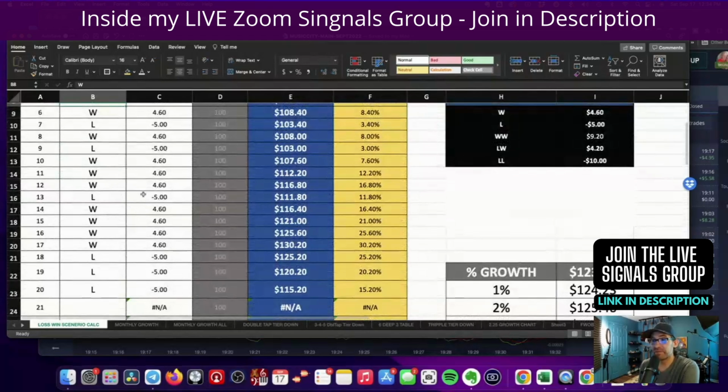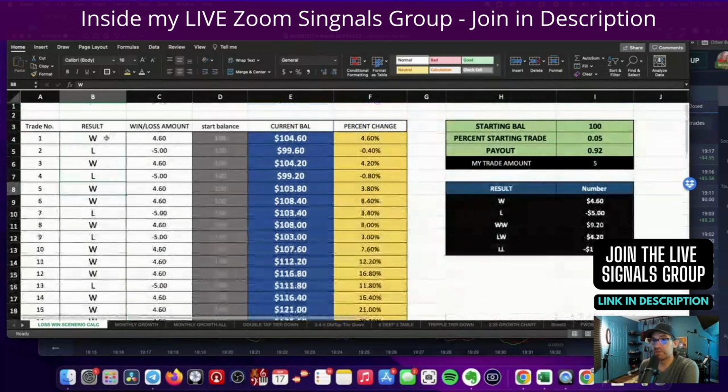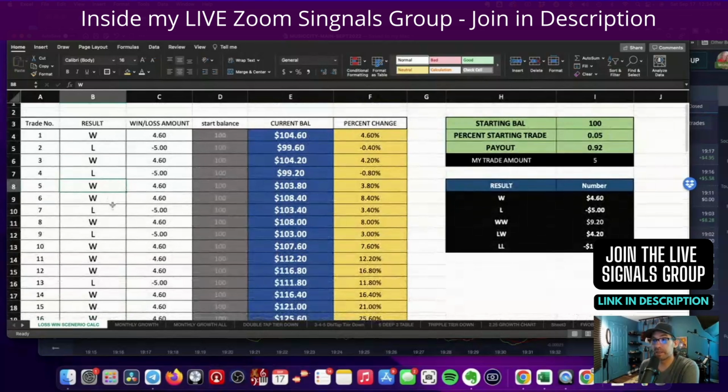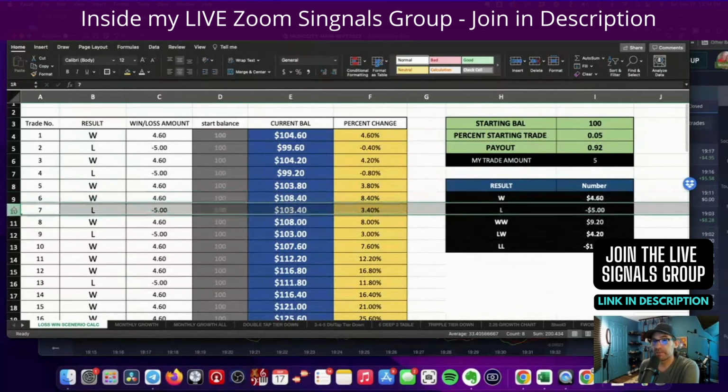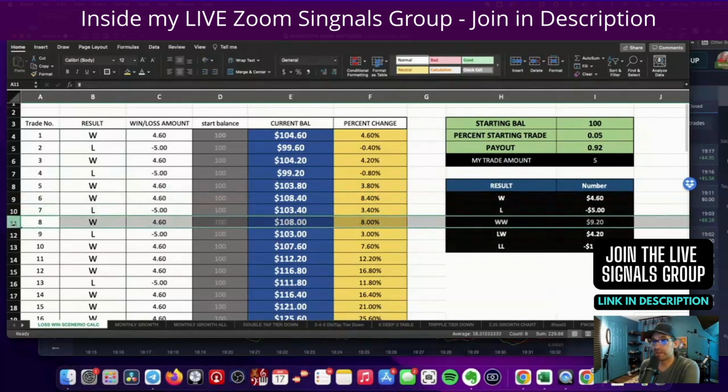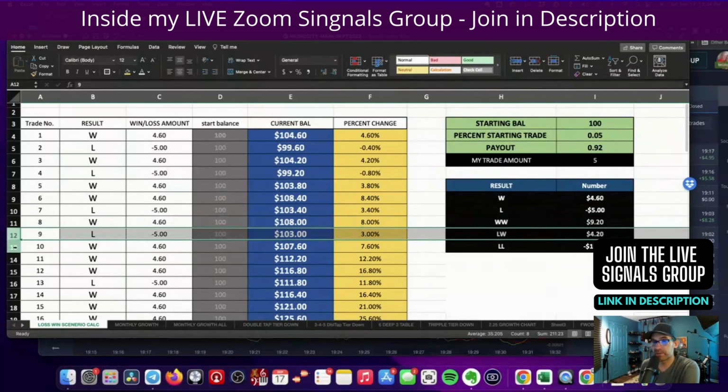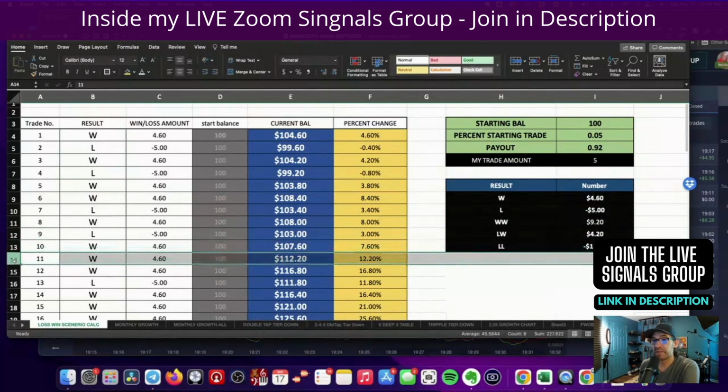In fact, if you do what I'm doing, you would stop as soon as you hit 10%. So you would be win, loss, win, loss, win, win. Okay, you're only right here, only 8% gain. So you'd be like, okay, I'm going to keep going, loss. Okay, now I'm down, now I'm winning, I'm at 8%. I lose, now I'm at 3%. Now I win, I'm at 7%. This next win, your 11th trade, you're up 12.2%. You'd stop right there, done. So that is what I've done.